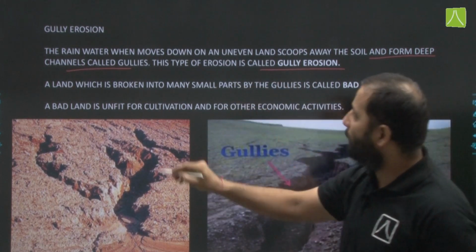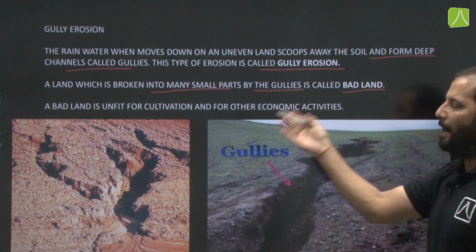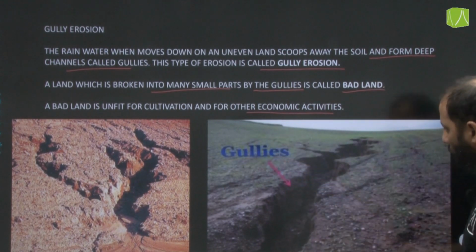A land which is broken into many small parts by the gullies is called badland, and a badland is unfit for cultivation and for other economic activities. You can see this.